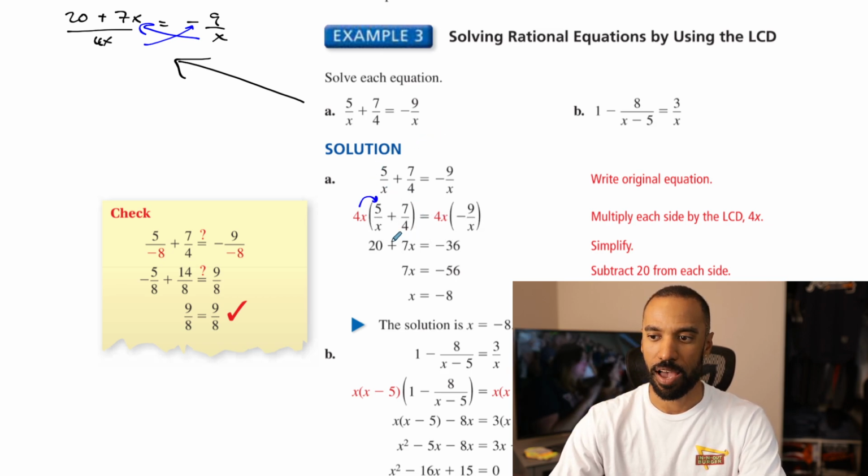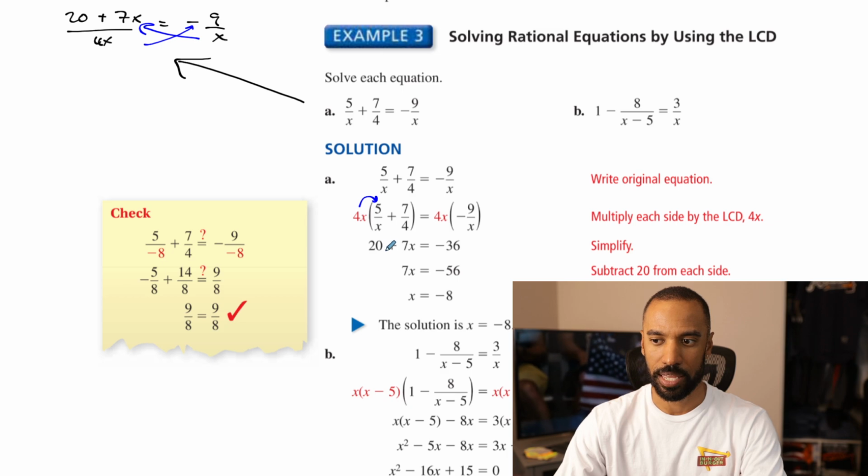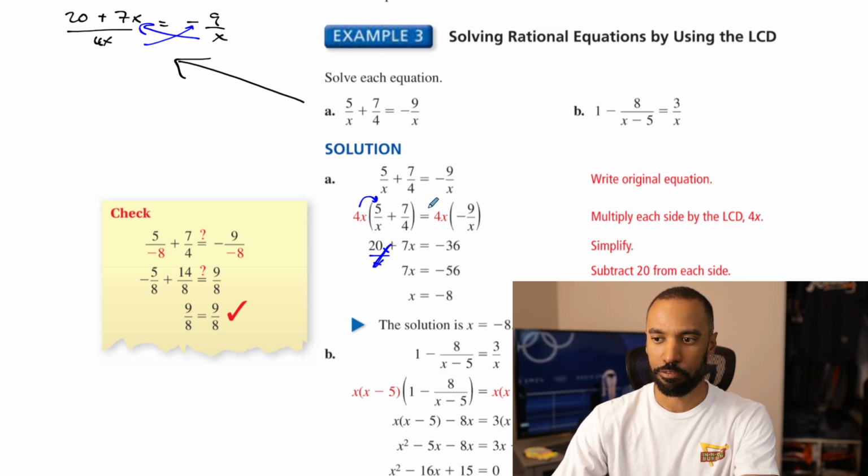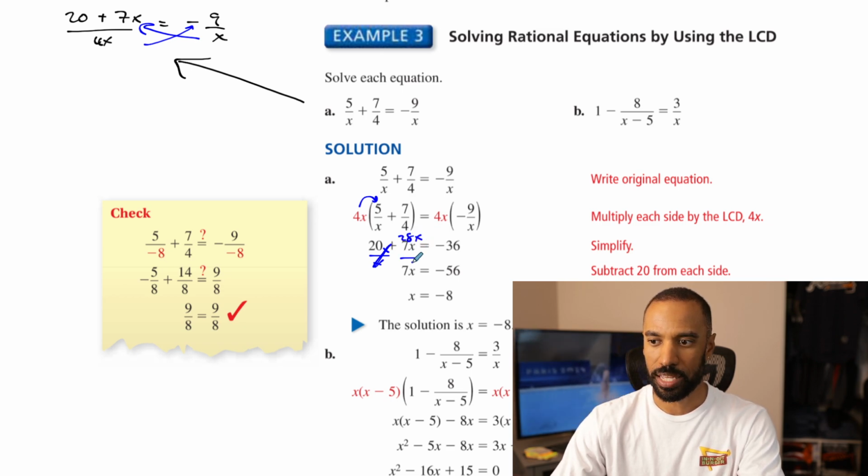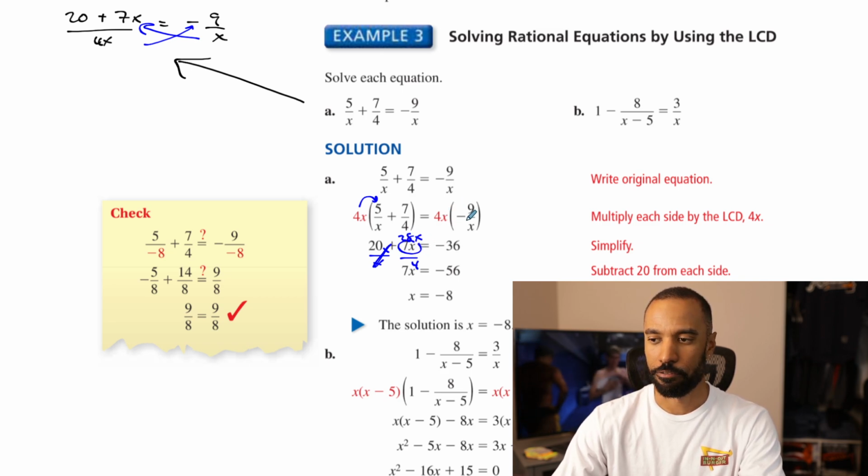So 4x times 5 is 20x. Well, why doesn't this say 20x? Because it divided by x and those x's are gone. And then here, 4x multiplies with 7. Why doesn't this say 28x? Because 28x divided by 4 is 7x, and that's why the thing is gone. And then same thing here, the x's go away, and you get negative 36.